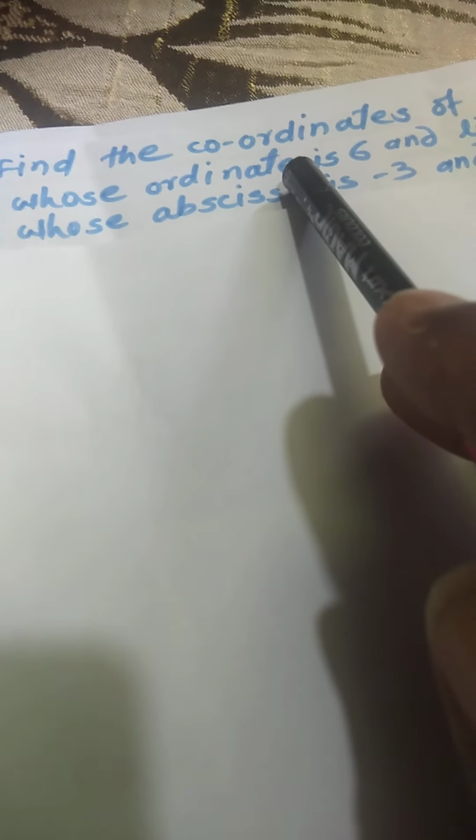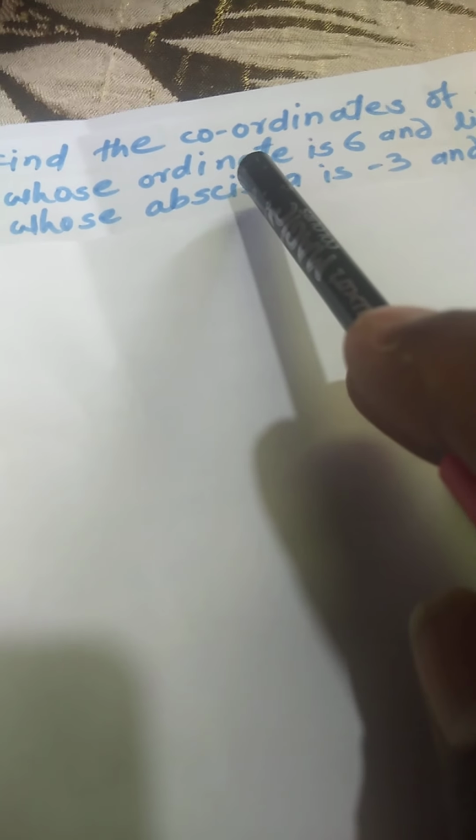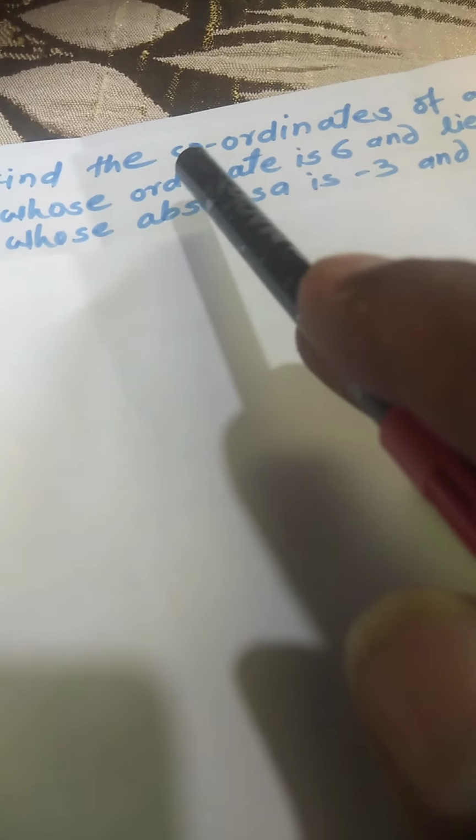So ordinate. In the first video we discussed what is ordinate. Ordinate is the y coordinate. And what is y coordinate? The perpendicular distance of a point from x-axis is called y coordinate, or another name is ordinate. So how to write the coordinate of this point? The y coordinate is given as 6 and the point lies on y-axis.